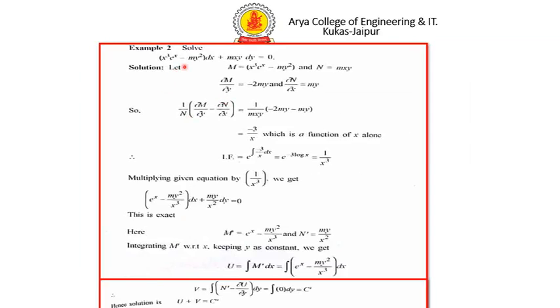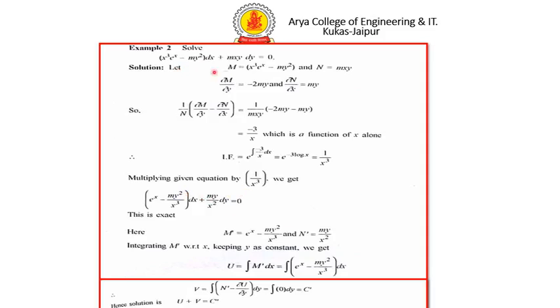Next question. Again, the given differential equation is in the form of M dx plus N dy equals 0. First, we calculate del M upon del y and del N upon del x, and we see that the equation is not exact, as del M upon del y is not equal to del N upon del x. Here we see that 1 upon N times (del M upon del y minus del N upon del x) is a function of x. So the integrating factor equals e to the power integral of that function of x dx, and we get 1 by x cube.